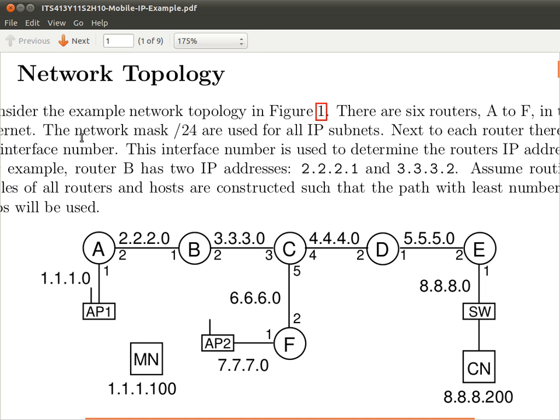Yep. So what if some nodes in AP2 want to send data to MN? What address does it know? It can still, if there's someone in here, and so someone else attached to access point 2, what does it know? What address does it know if it wants to send to MN?